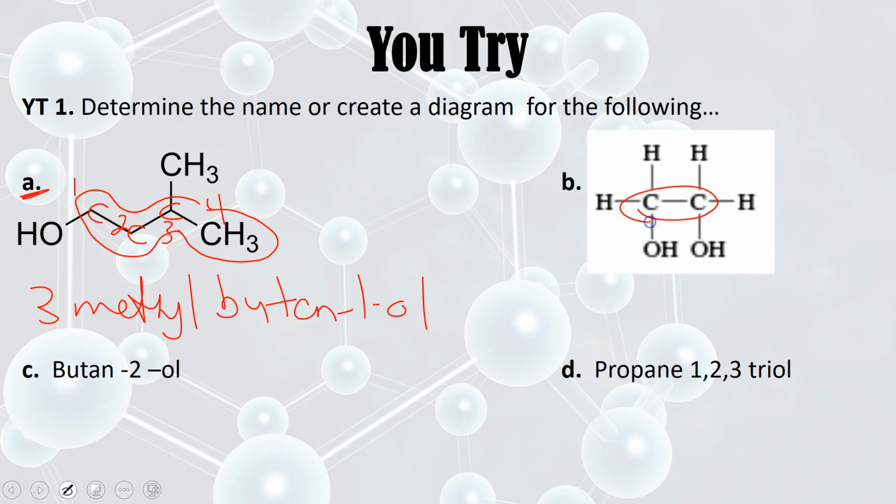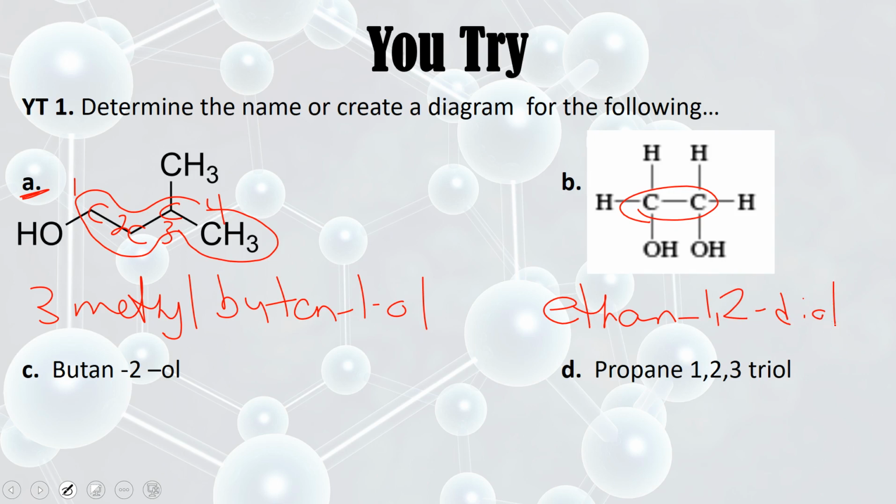So this one, there's only 2 carbons in that center chain, so it's eth-, so it's ethane, and then because it's on 2 different carbons, you have to tell me the location, so 1,2-diol.